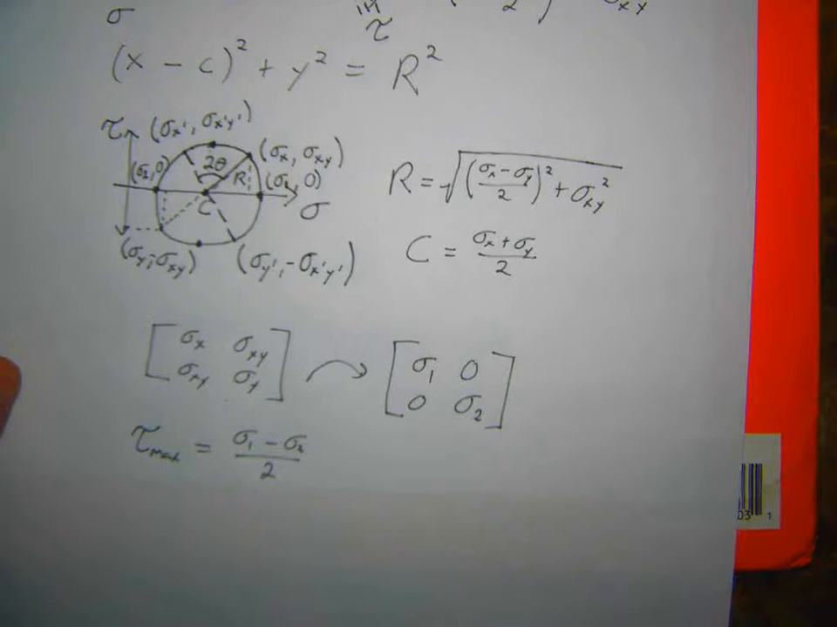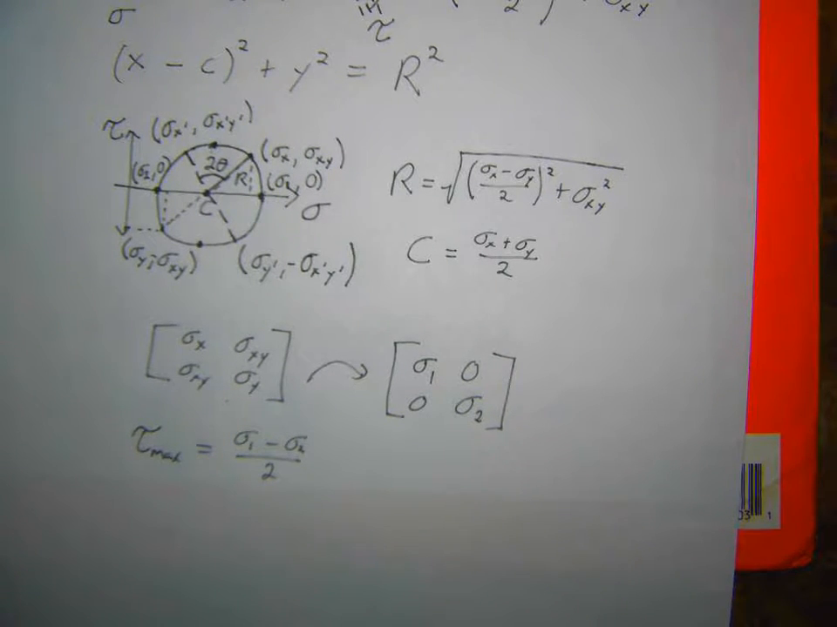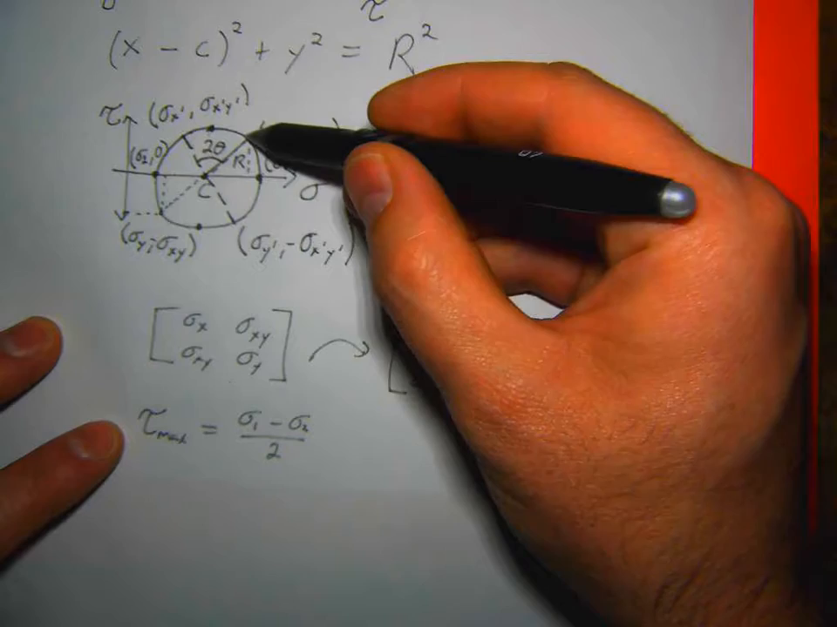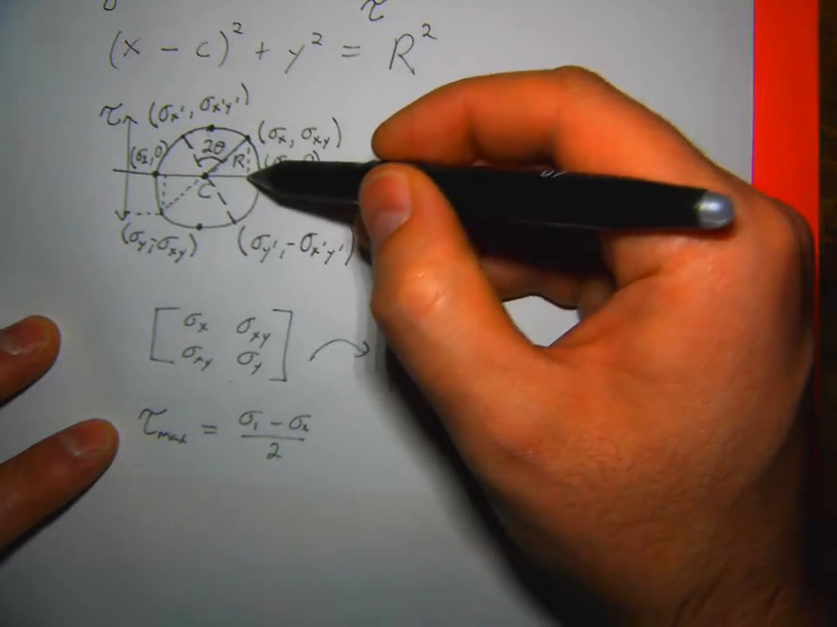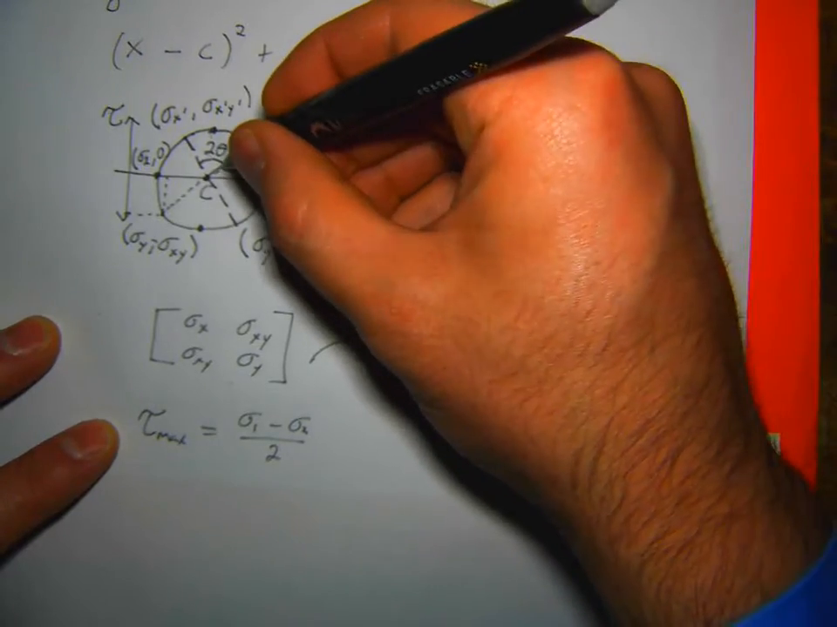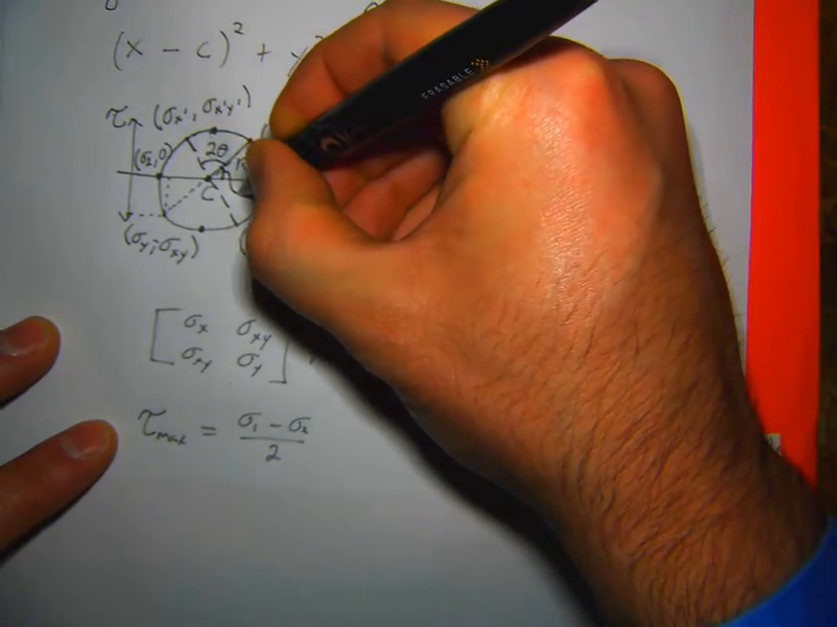I can also find, what else is useful for Mohr's circle? I had it down in the notes. I'm not going to pull those up. I can also figure out what the angle is between a certain stress and the principal stress direction, visually by looking here now.